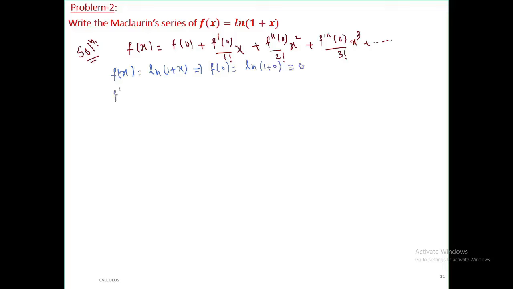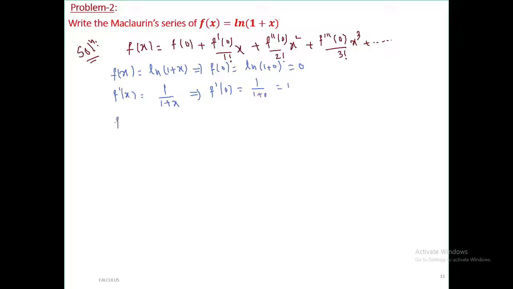Next, what is f'(x)? The derivative of ln(1+x) is 1/(1+x). This is f'(x). Now what do we want? f'(0), right? 1/(1+0), which is 1 only.